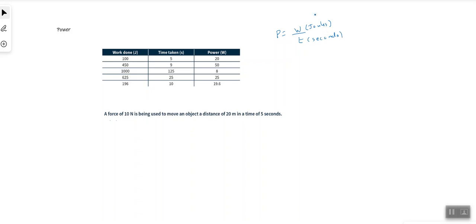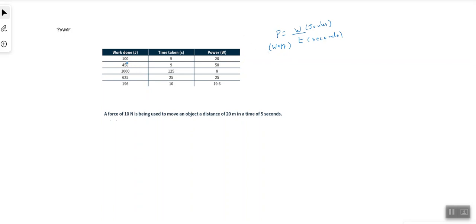Okay, so joules per second. And the unit then is the watt. So that's the unit that we use to measure power. So the more work done in a shorter period of time, the more power you get.